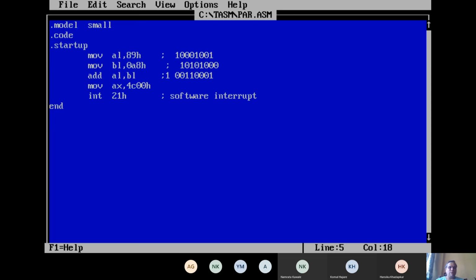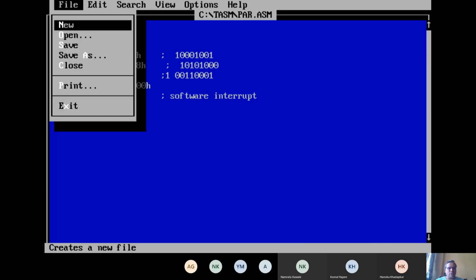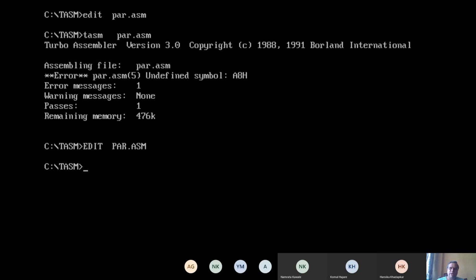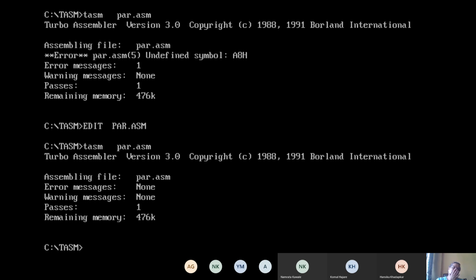So let us save this. Let us again exit the editor and assemble our program. This time you can see, by making that change, the assembler is saying there is no error, there is no warning. I will just clear the screen. We will link our program again.